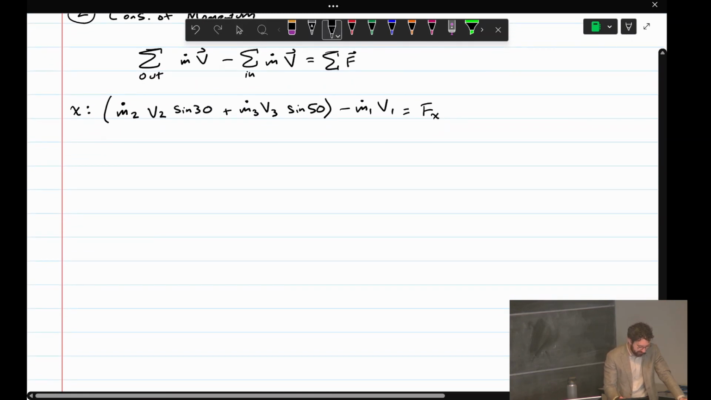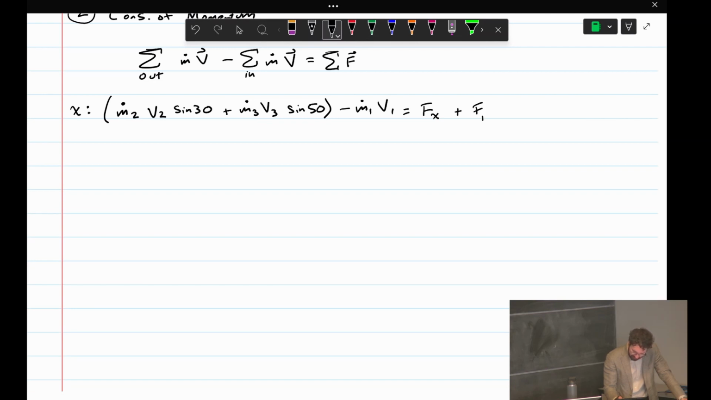So our forces are Fx plus the pressure force at the inlet, so Fp1, minus the x component of the pressure force. I'll write this down and then I'll explain where these minuses come from.